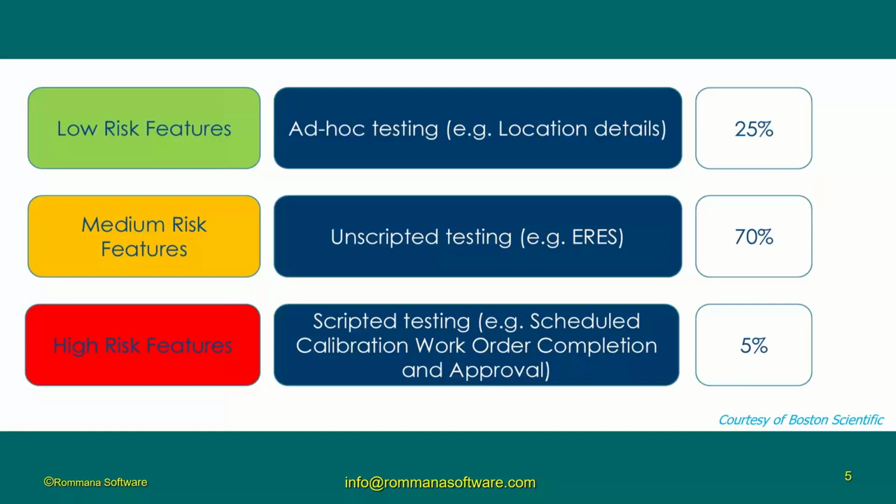In my opinion, those percentages wouldn't fly, because it all depends on the system and on what features are low risk. What if I find that in my system only about 15% of the features are low risk? Then that's what I'm going to be doing ad hoc. What if I find that the high risk features are about 35%? Then that's what I'm going to be doing scripted. I'm not clear exactly how Boston Scientific came up with those numbers.